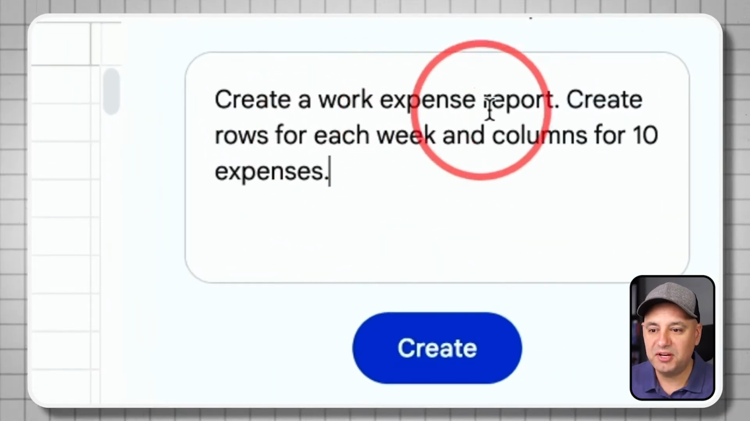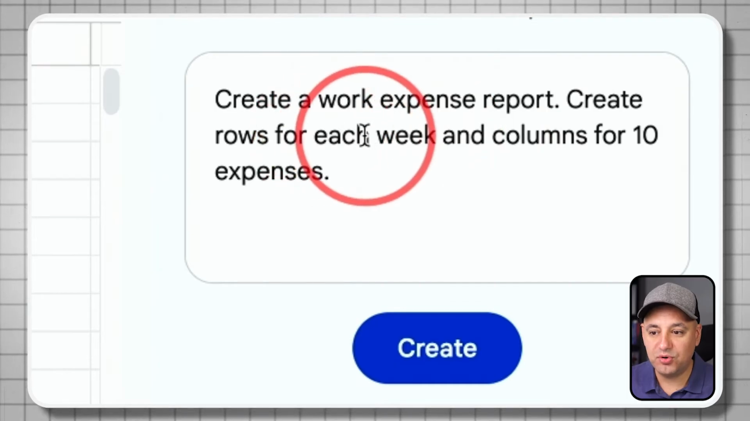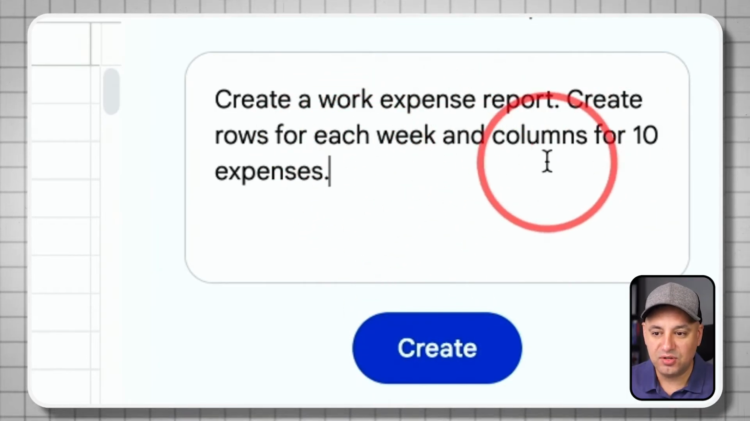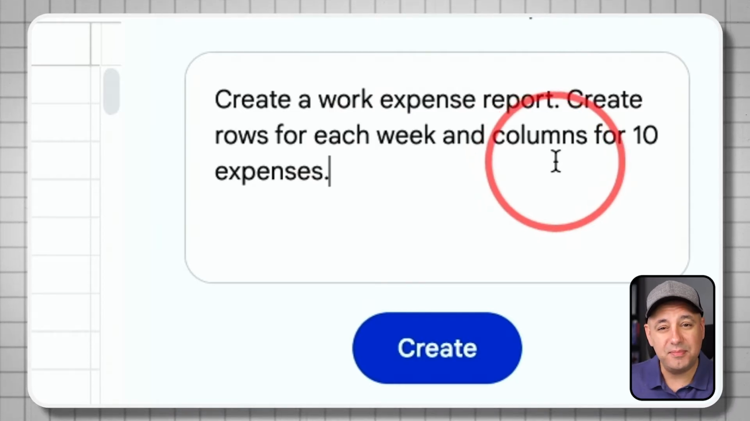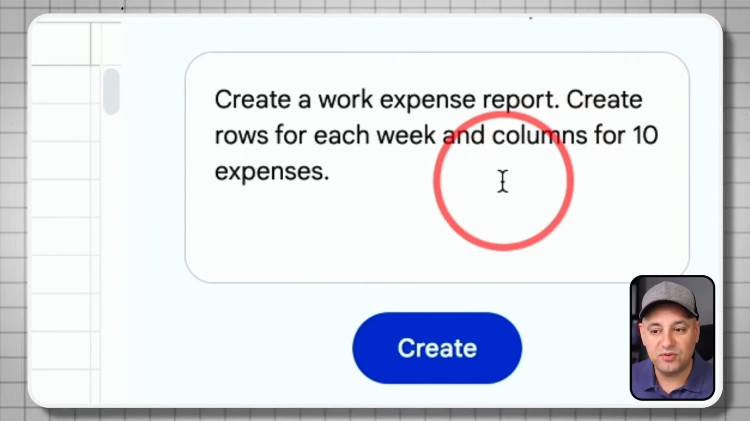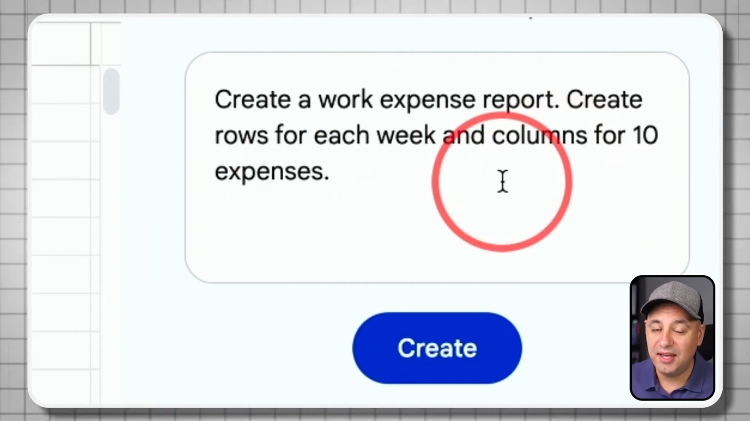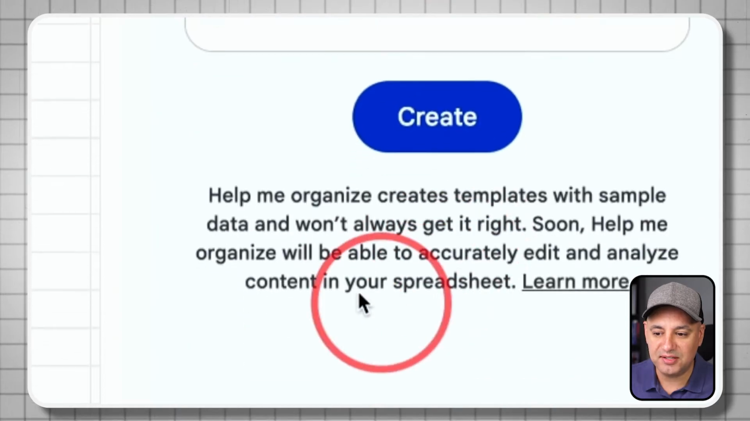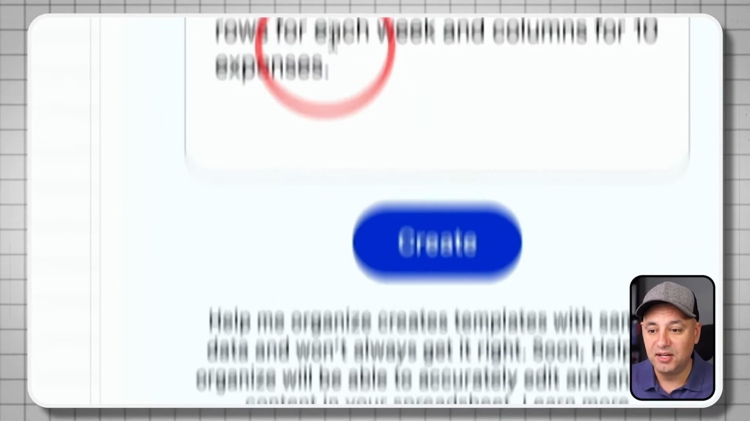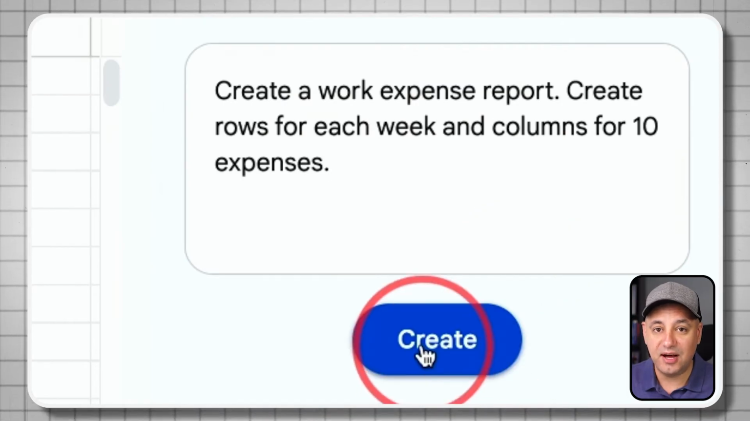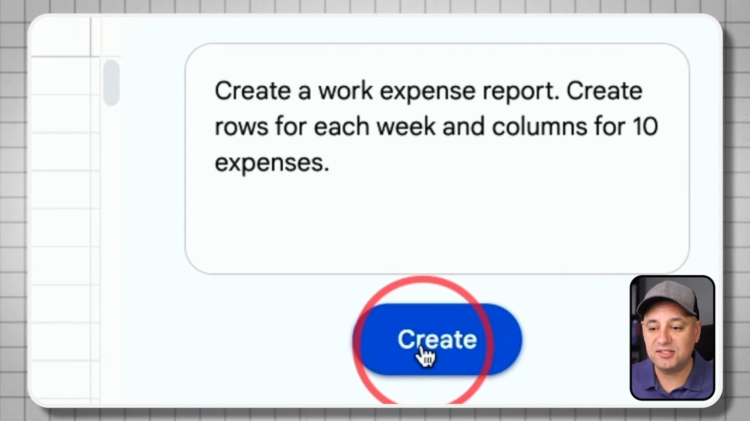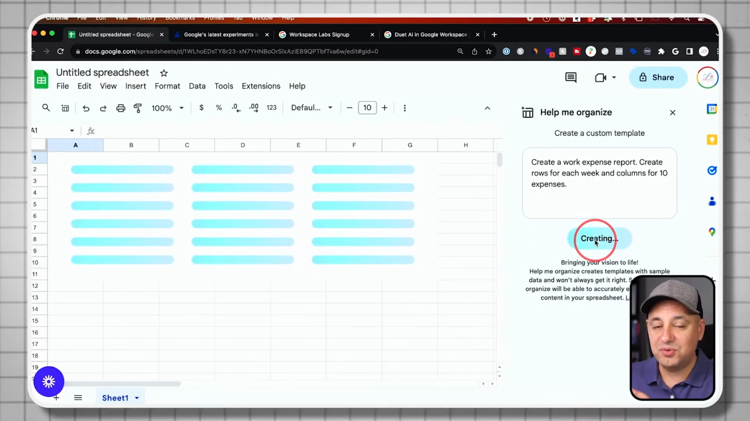So this prompt, create a work expense report, create rows for each week and columns for 10 expenses. So you could get more detail like this. Now, this really makes a template. It's not gonna yet know how to put specific numbers. So if you put that in your prompt, it's not gonna know exactly how to do that just yet. And it's gonna tell you right here why that is. This is, again, I'm making this while it's in beta. Once it's out of beta, it should be a lot more useful. But this has really saved me a ton of time just creating these templates right here. So I don't have to create these from scratch.